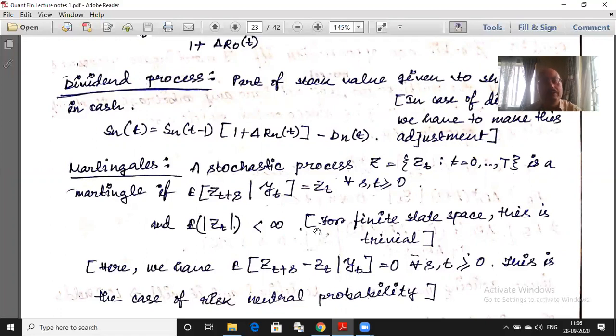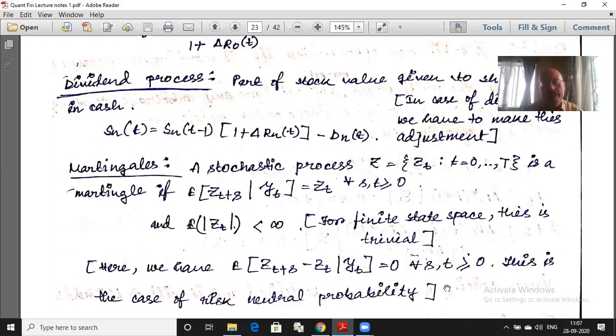And there is a second condition, which is that the expectation of the absolute value has to be finite. This condition right now is not really necessary to check because we are working in a finite space situation. So this can be trivially checked. But in general, this is a critical condition. So expectation of modulus of Zt also needs to be finite. But what is the important part? The operational part is all future expectations are the same as current value given current information.